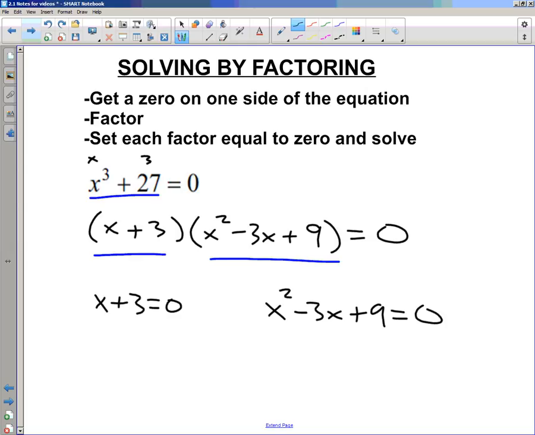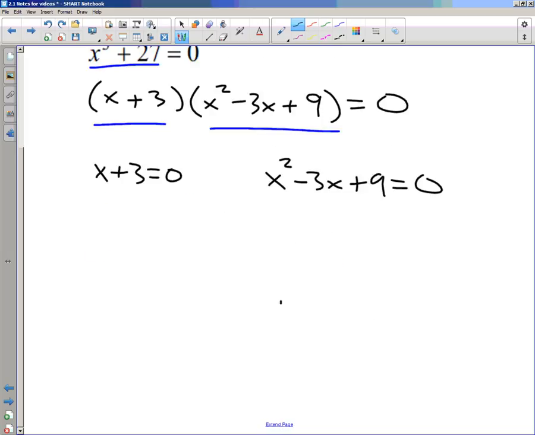All right, let's solve this first one. That's easy. We'll just subtract 3 from both sides. We'll get x equals negative 3. So we've got one of our solutions. Now the second one is a quadratic, and we know it doesn't factor, but we still have to solve it. That only leaves us one option. We are going to have to use the quadratic formula to solve this equation.